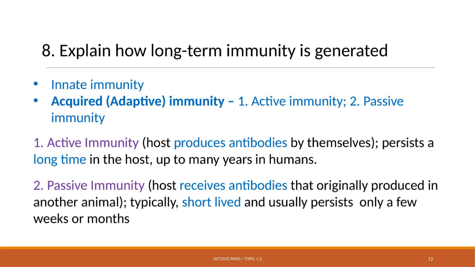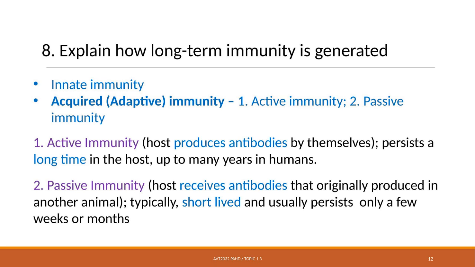Briefly, in 1. Active immunity, the host undergoes an immunological response and produces the cells and factors responsible for the immunity, i.e., the host produces its own antibodies and/or immunoreactive lymphocytes. Also, active immunity persists a long time in the host, up to many years in humans. For example, this is how vaccination works in individuals.